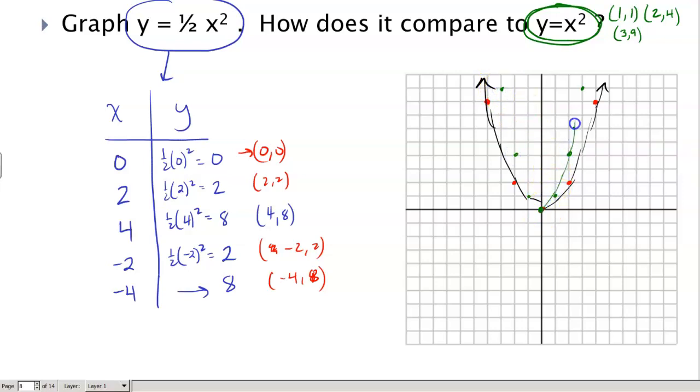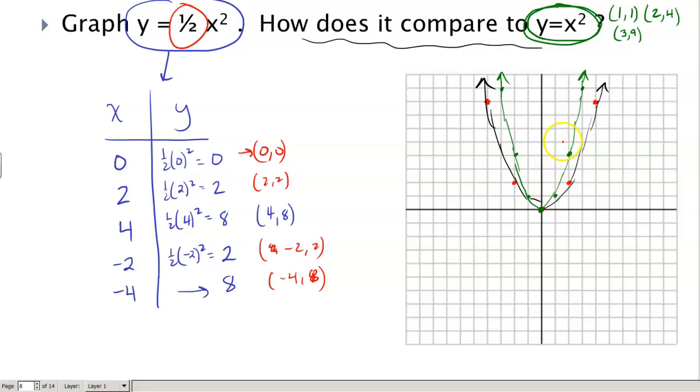So the green graph would be the parent function, and then the black graph is what we just graphed, the 1/2 x squared, right? We plug in some points, we get some y values, and then we plot those points and sketch a smooth curve. How does it compare to the parent graph? Well, because of this 1/2, because we said 1/2 times x squared, think about what that's doing. It looks like it's just wider. It looks like this is just stretched out, kind of stretched out the parabola and made it wider.